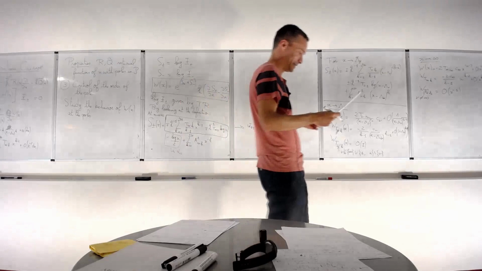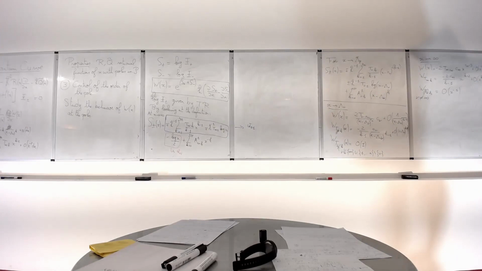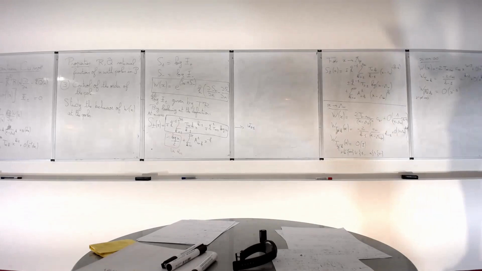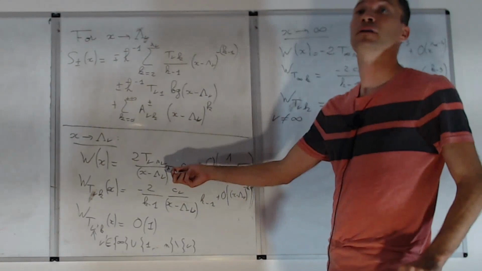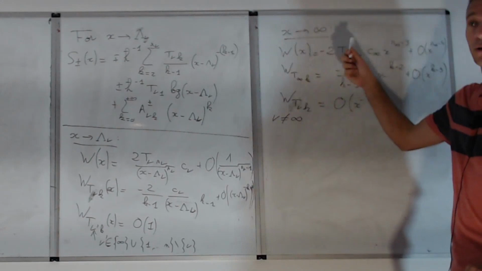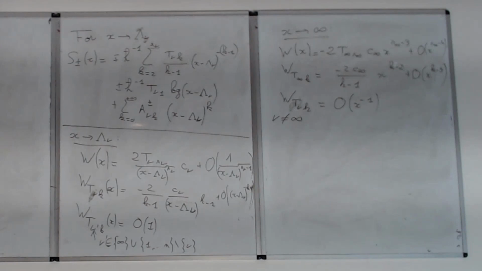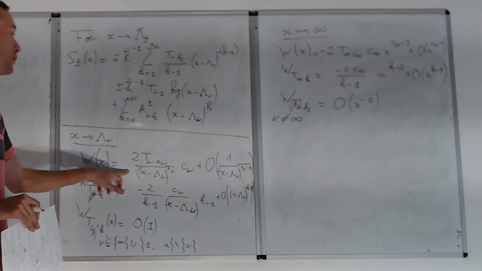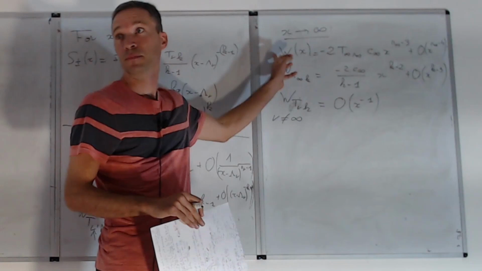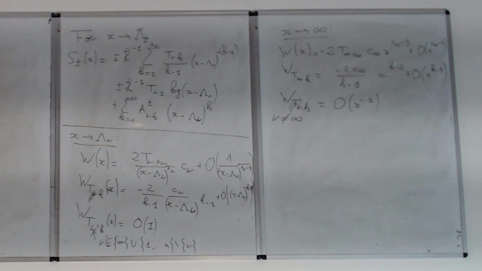So now, let's have a look at what we have here. For example, take the Wronskian in X. W of X is of this form at lambda nu and of this form at infinity. We know, because I did it this morning, that it's a rational function with only poles at lambda nu and infinity. This gives you the order of the pole at lambda nu, and this gives you the pole at infinity. So you know how it should look, and the result is the following.